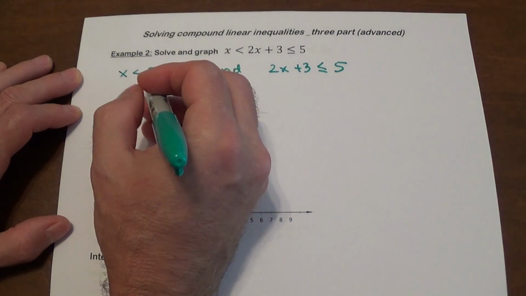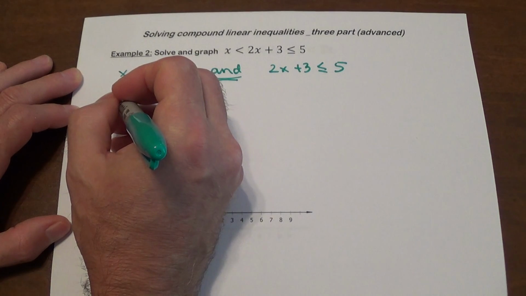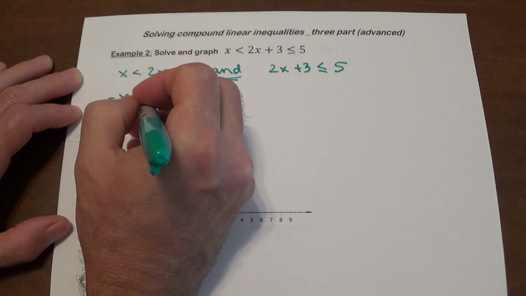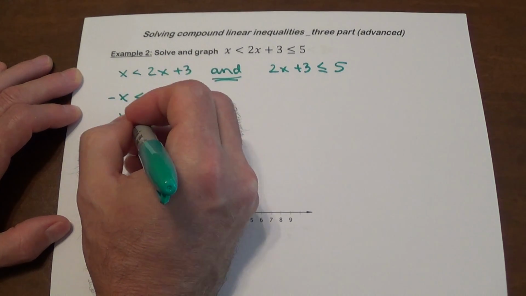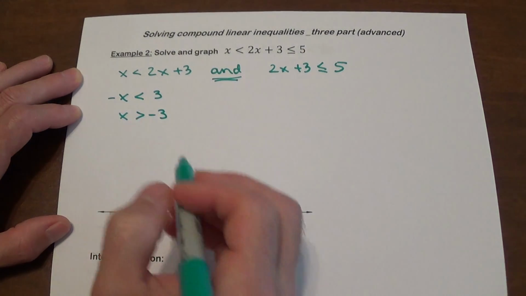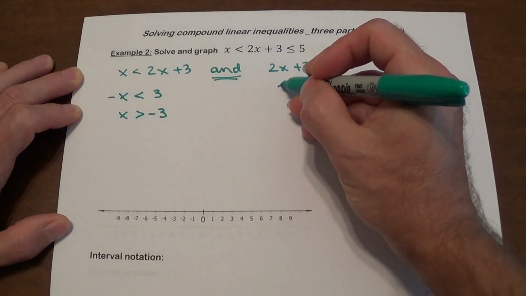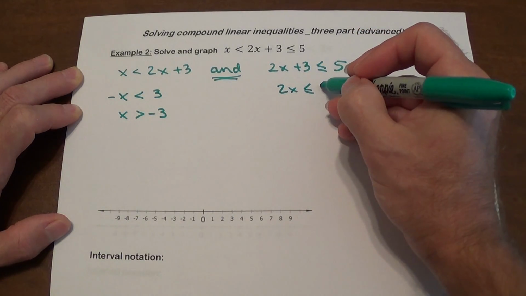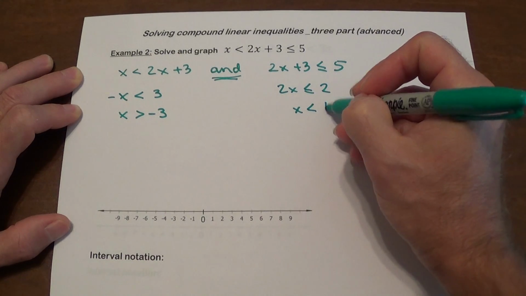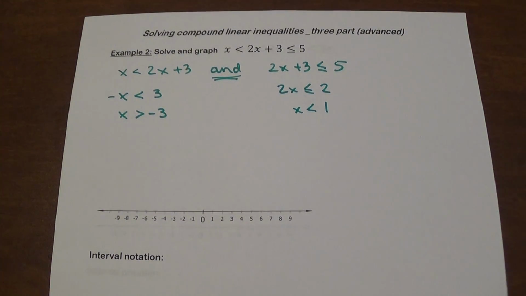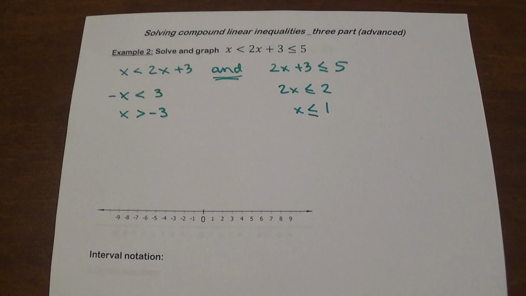So we subtract 2x. It's probably a little bit easier. Negative x is less than 3, which gives us x is greater than negative 3. Remember to flip the sign because we're dividing by negative 1. Here we have 2x is less than or equal to 2, so x is less than or equal to 1, right? So we have x greater than negative 3, but at the same time we want x to be less than or equal to 1.